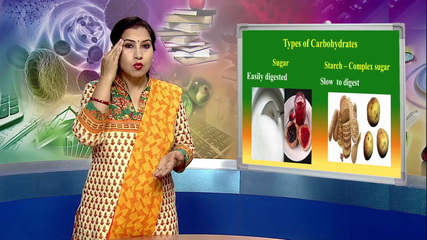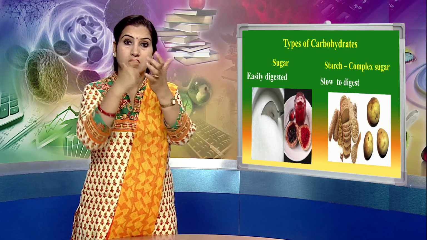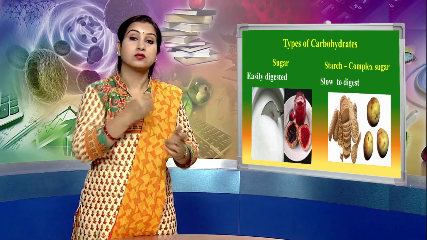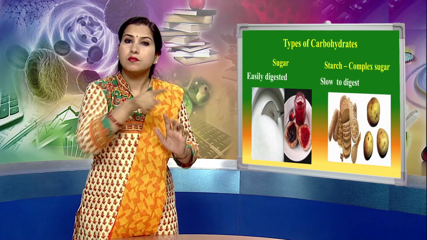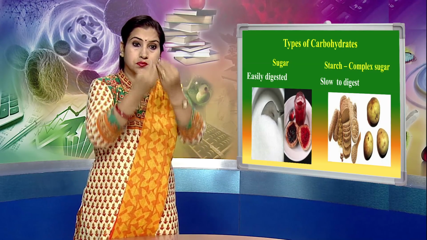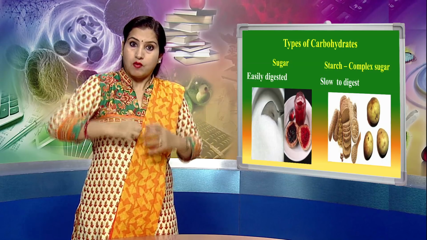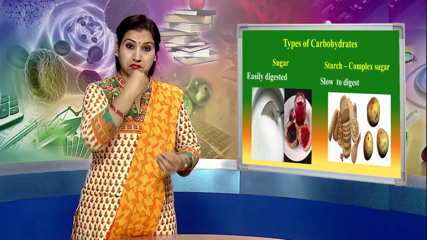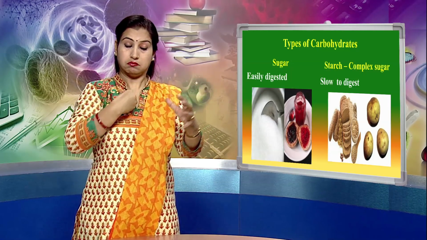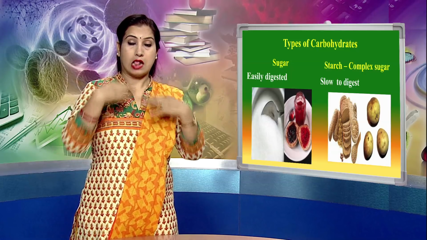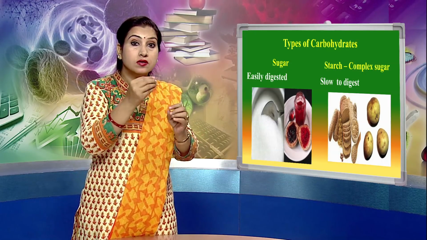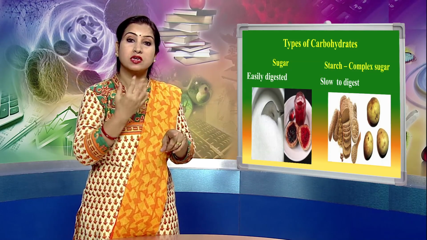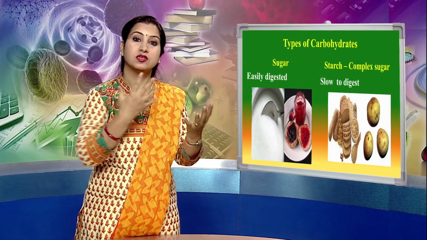Now we will know a little about types of carbohydrates. The first one is sugar. Sugar can be easily digested. It is a quick source of energy, but excess of sugar is bad for health. The sources of sugar are sugar and food containing sugar like sweets, jam.